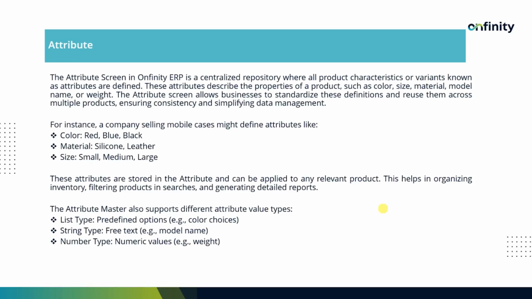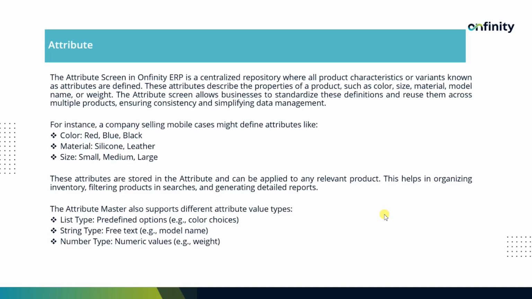For instance, a company selling mobile cases might define attributes like color, for example, red, blue, black, material, such as silicone, leather, and size, for example, small, medium, large. These attributes are stored in the attribute section and can be applied to any relevant product. This helps in organizing inventory, filtering products in searches, and generating detailed reports.